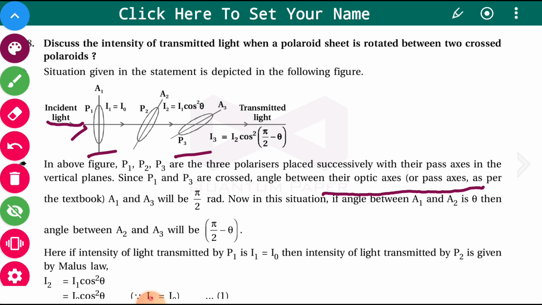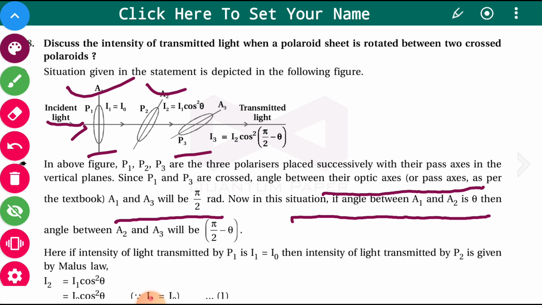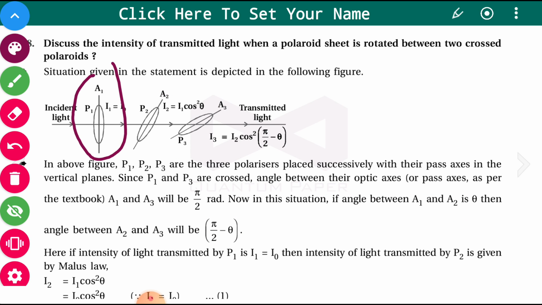The angle between their optical axes is pi by 2. Crossed means the angle between their axes is pi by 2. Now in this situation, if the angle between A1 and A2, that is the first and second axis, is theta, then the angle between A2 and A3 will be pi by 2 minus theta, because these two are at right angle.